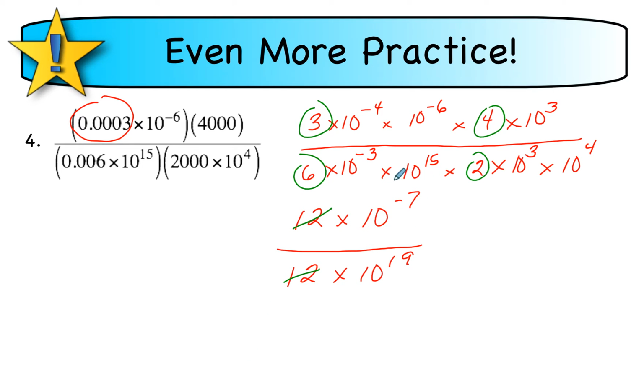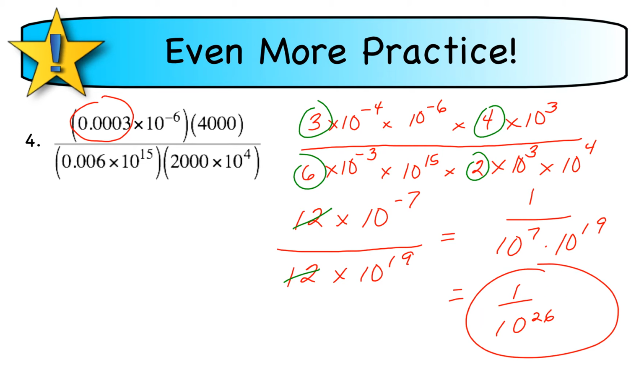And remember, when we have a negative exponent, it can go to the opposite place and become positive. So really what we have is 1 over 10 to the 7th times 10 to the 19th, and that is really 1 over 10 to the 26th. And you always want to write your answer with a positive exponent whenever possible. So rather than write that as 10 to the minus 26, you can write that as 1 over 10 to the 26th.